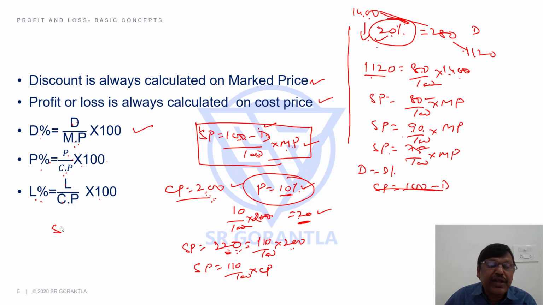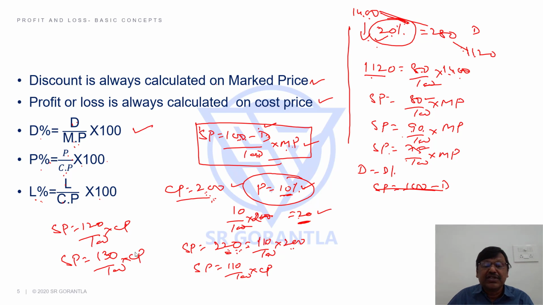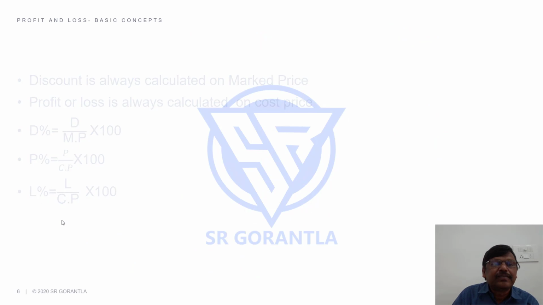If there is a profit of 20%, selling price is 120% of the cost price. If there is a profit of 30%, selling price is 130% of the cost price. If there is a profit of P%, what I can say, selling price is (100 + P)% of cost price. See, if the P is 10, you are getting 100 plus 10, 110. If P is 20, 100 plus 20, 120. If P is 30, 100 plus 30, 130. Let me show you this.